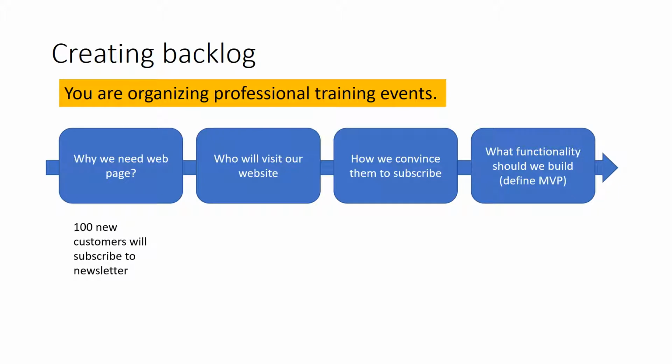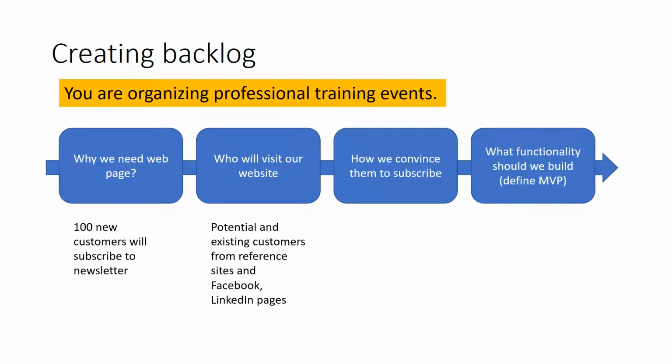For example, we define that we want to acquire 100 new customers that will subscribe to our newsletters, that will provide their email to us, and then we can invite them to our events or send information about events. Okay, we define the exact number, 100 new customers. Later on, we will be able to track it.